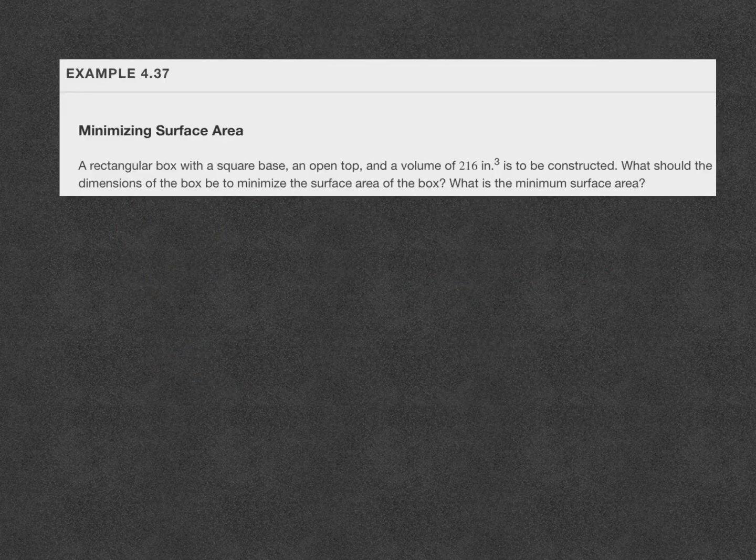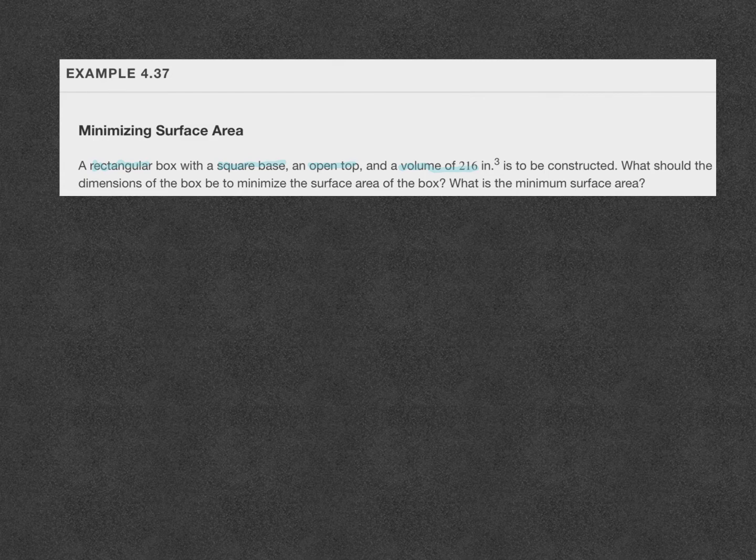Now we'll look at our last example of this section. We have a rectangular box. That's important. It has a square base. I'll mention what that means in a little bit. And an open top and a volume of 216 cubic inches. So they're throwing four things at you in the first sentence. And then the second sentence tells me what we are optimizing.